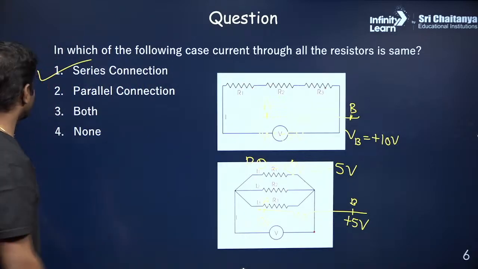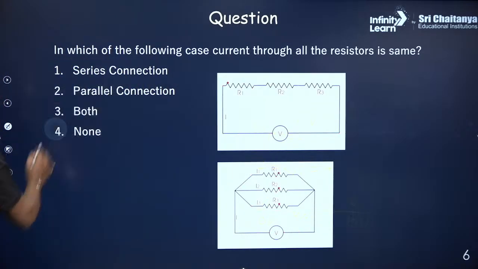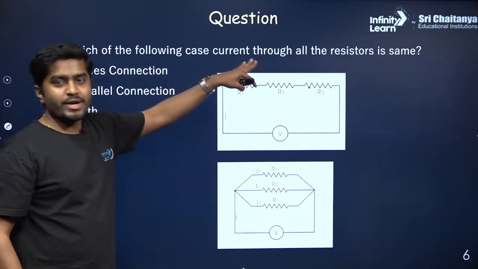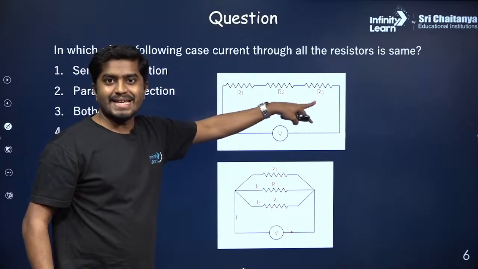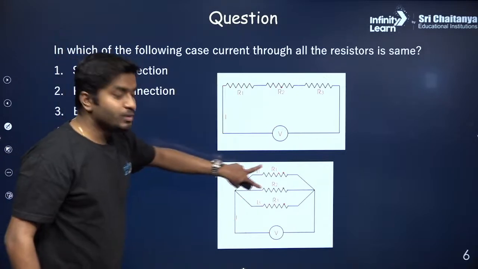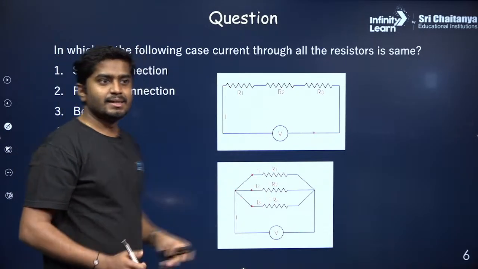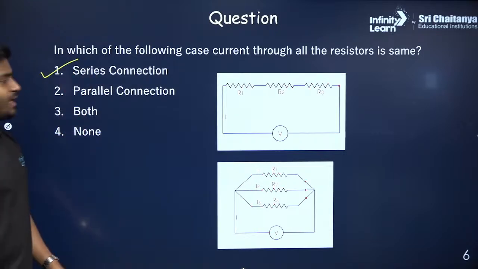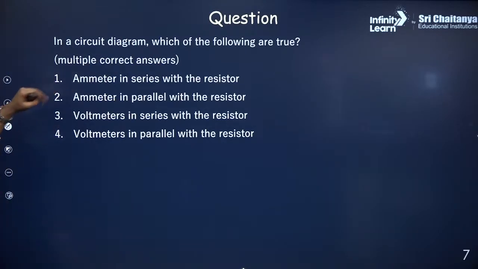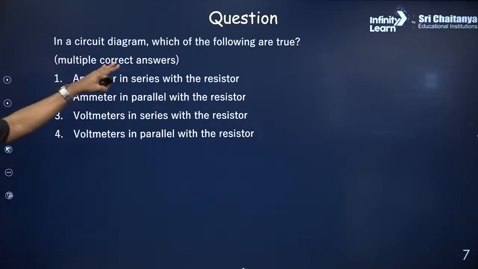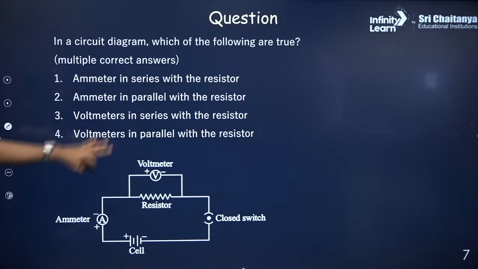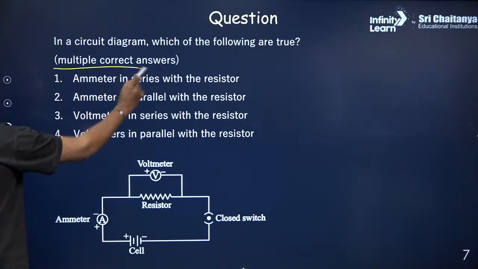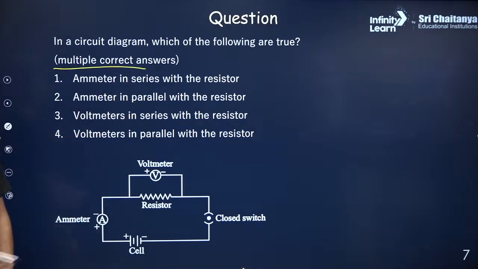Okay, so you see here, I'll erase this. For this question, the current through the series is same. Current through the parallel, it will split. So it is not same. So the correct option is option number A or 1. So second one, in the circuit diagram, which of the following is true? I'll give you the hint. There is a circuit diagram. So which of the following is true? It is multiple correct. So choose all the correct options.